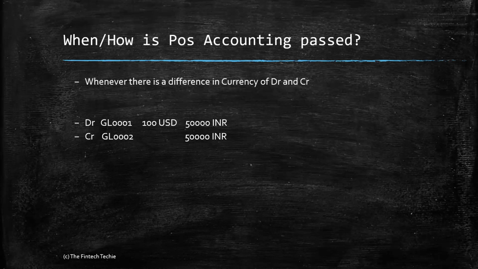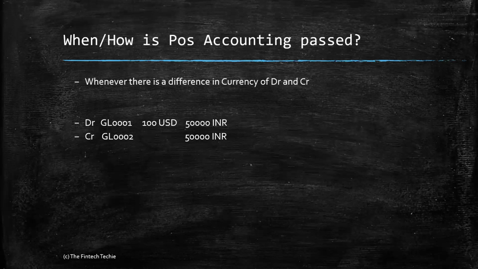A typical example of this could be when you are having a charge for a transaction. The charge you want to collect in INR or the local currency, but the debiting of the customer account happens in USD because he or she happens to have a USD account. So in such a scenario, you will have a mismatch of the debit and credit currency.